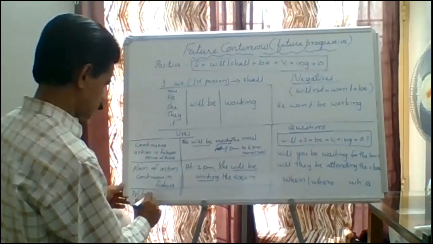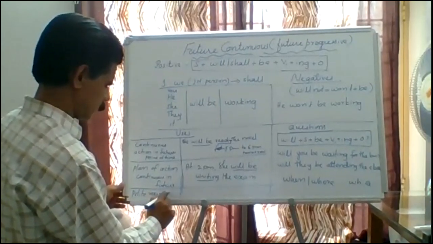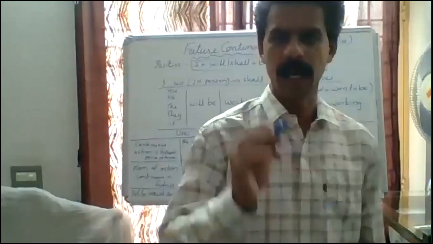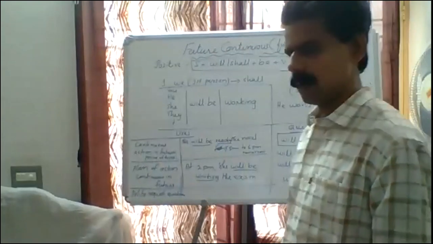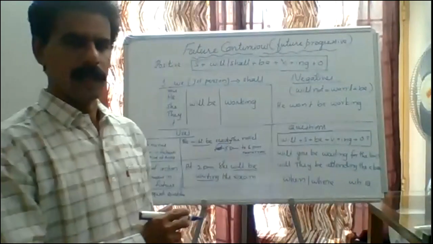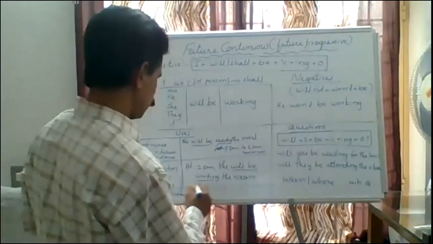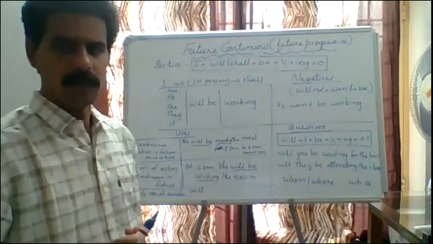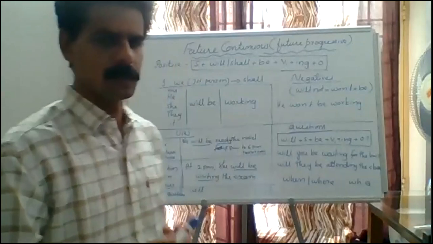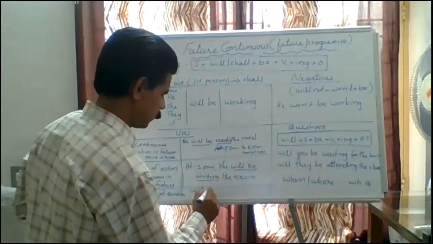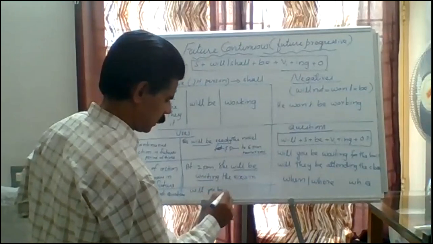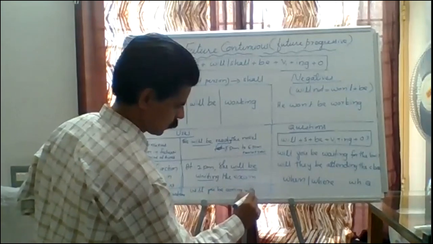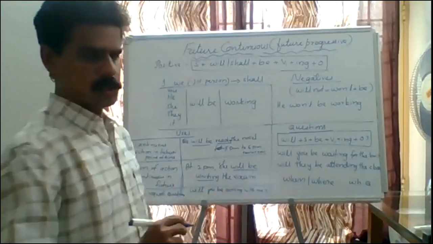Polite request questions also we can speak with the help of future continuous. How? Will you be coming with me? Will or shall is used at the beginning. Polite questions, very respectfully, politely, if you want to ask some questions. Will you be coming with me? Is the question, polite question.